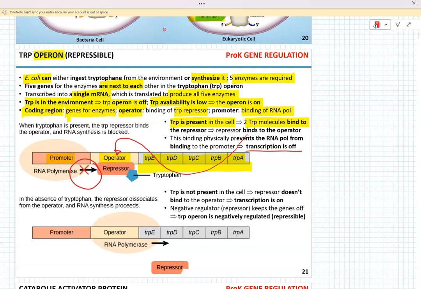However, when tryptophan is not present in the cell, there is no tryptophan bound to the repressor, so the repressor dissociates from the operator. This leaves no obstacle for RNA polymerase to transcribe the structural genes, and the proteins are synthesized. In this case, the repressor acts as a negative regulator, and it keeps the genes off. Since the tryptophan operon is negatively regulated, it is also called a repressible operon.